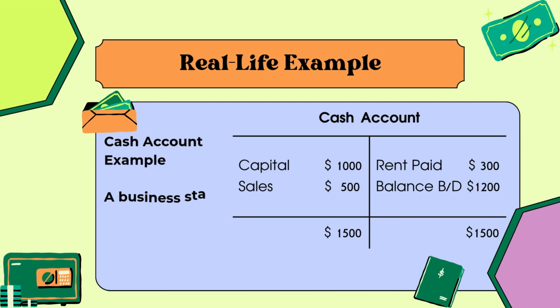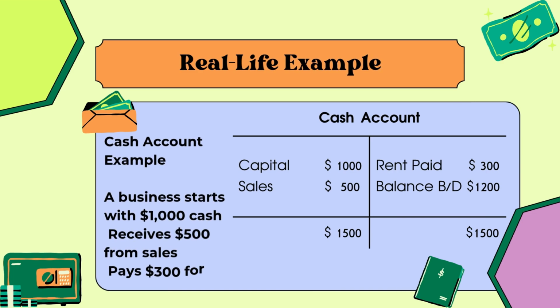Here is a simple real-life example. A business starts with $1,000 cash. Then it earns $500 from sales, so cash increases. Later it pays $300 for rent, so cash decreases. After comparing both sides, the final cash balance is $1,200 on the debit side.